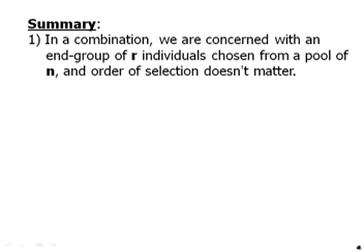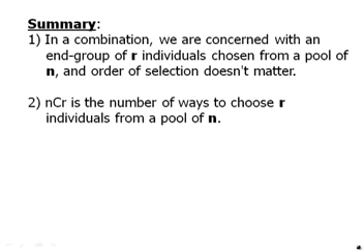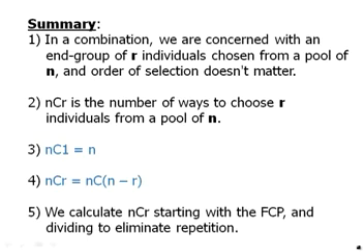In summary, in a combination, we're concerned with a group of R individuals chosen from a pool of n, and the order of selection does not matter. N choose R is the number of ways to choose R individuals from a pool of n. N choose 1 has to equal n. N choose R always has to equal n choose n minus R. That's a very important symmetry formula. And we can calculate n choose R by starting with the fundamental counting principle and then dividing to eliminate repetitions.